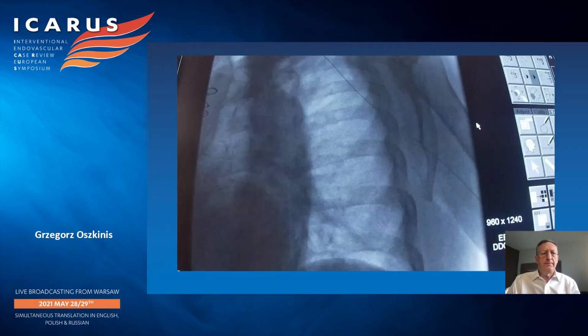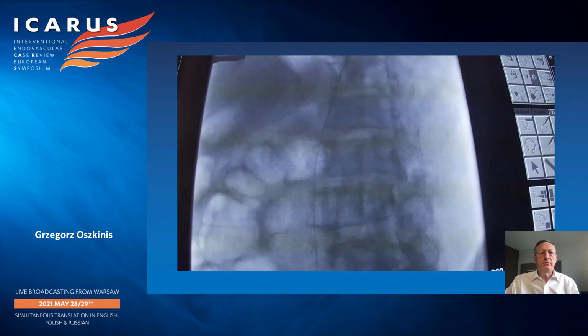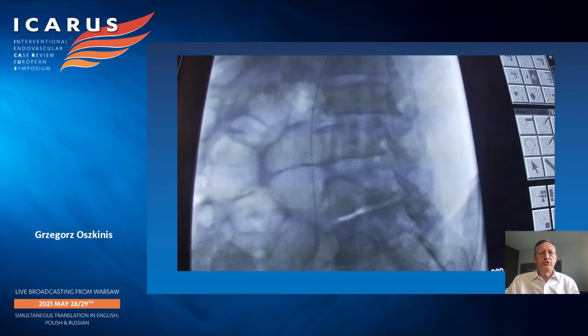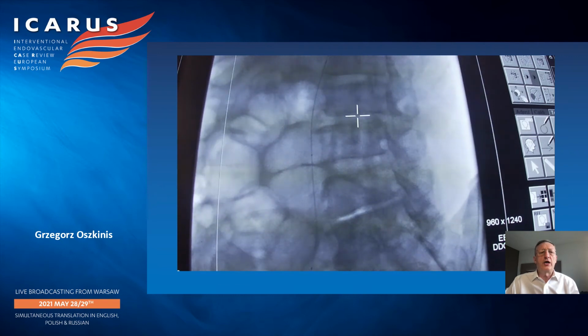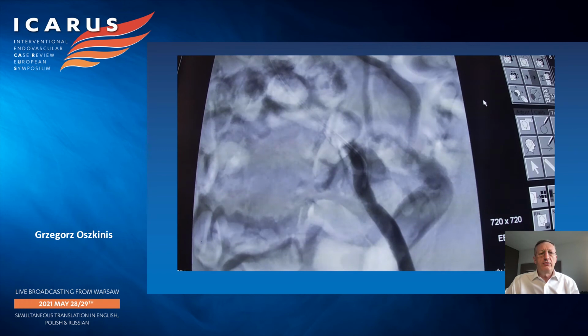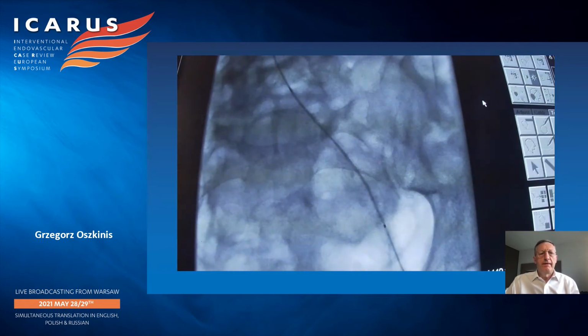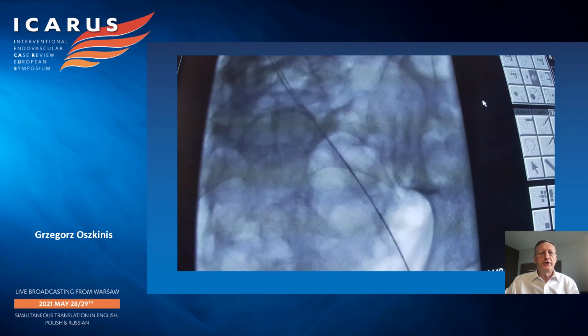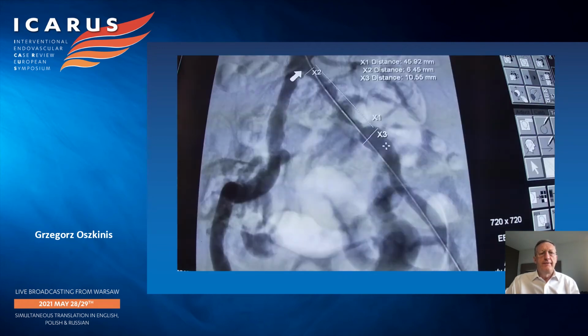We puncture the left radial artery. We put the radial short sheath. Then we cross the aortic arch using the soft Terumo guide wire. Then we change to the stiff guide wire Supracore. We change the sheaths. We use the 90 centimeters hook sheath. We cross the lesion.